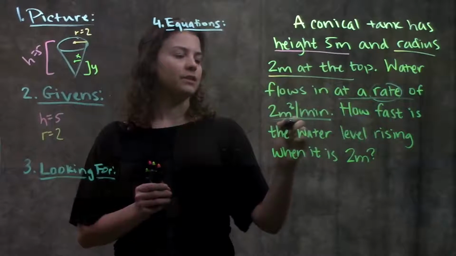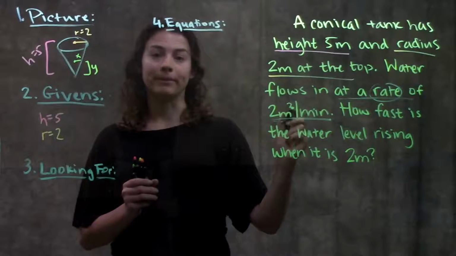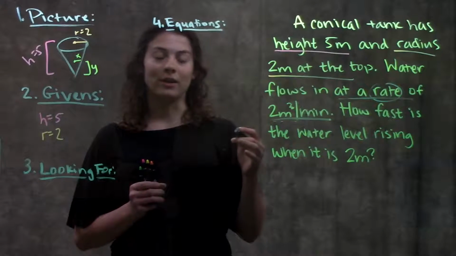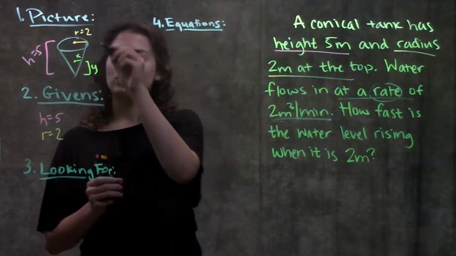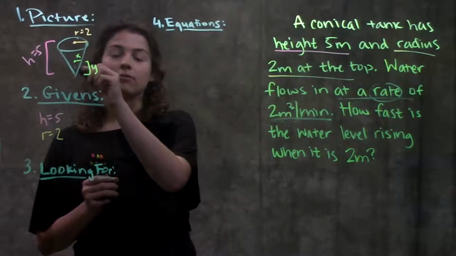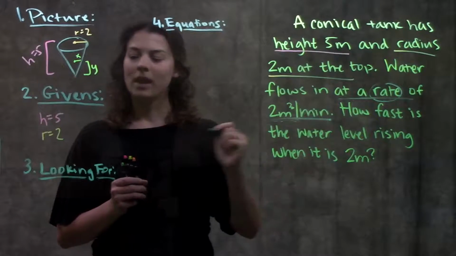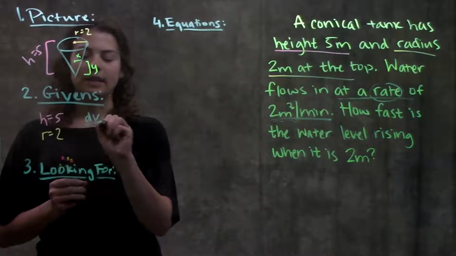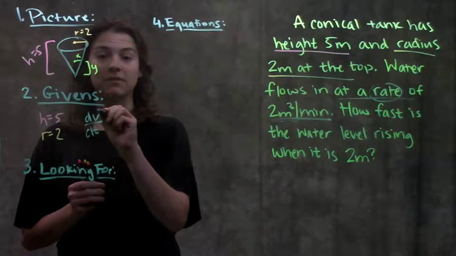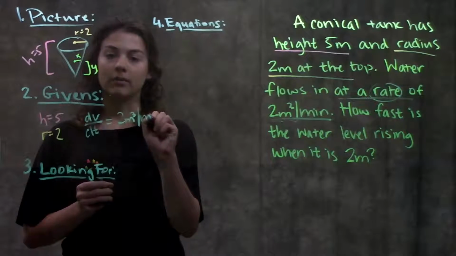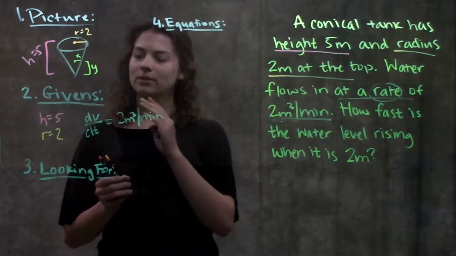And look at these units. They're giving me meters cubed per minute. Remember, cubic units, that's referring to volume. So they're telling me that as water is flowing into this cone, the volume is increasing at a rate of 2 meters cubed per minute. So I'm going to represent that as dV over dt, the change in volume with respect to time, is equal to 2 meters cubed per minute. Okay, wrote down my givens.